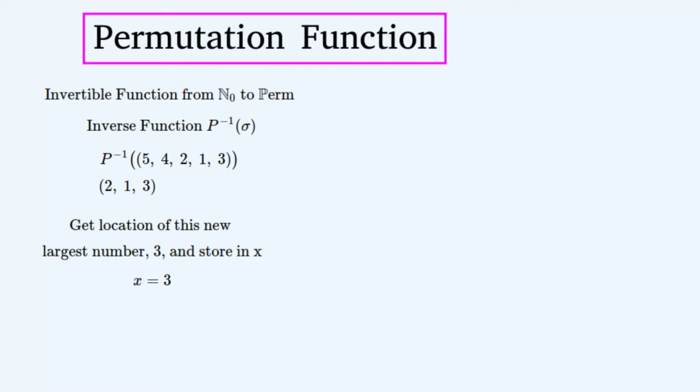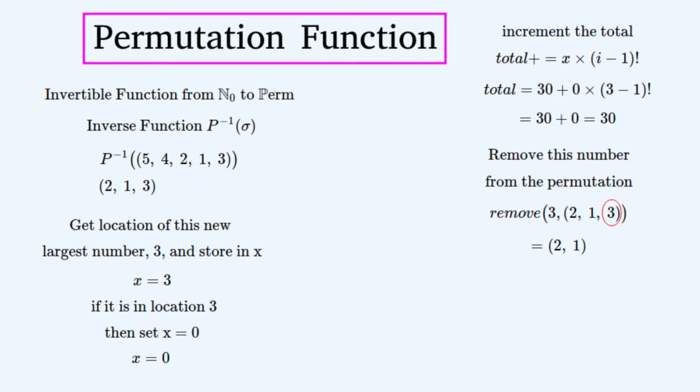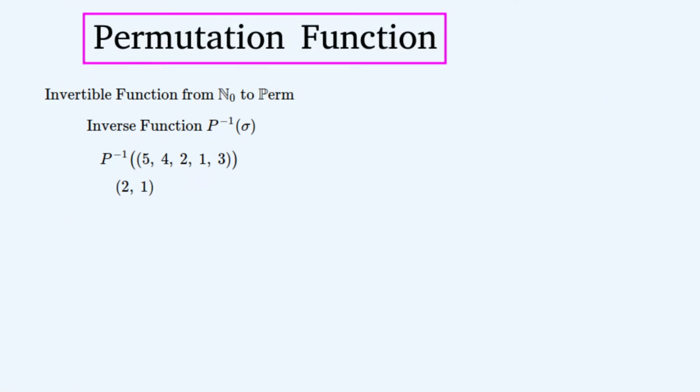This is the location of the new largest variable, and it just so happens that its location in the list is equal to the number itself, so we'll set X to be 0. We'll increment the total like we've done before. Then we'll remove the largest number from this list. We'll then decrement I to become the largest number in this new list. We'll repeat these steps for this new list.